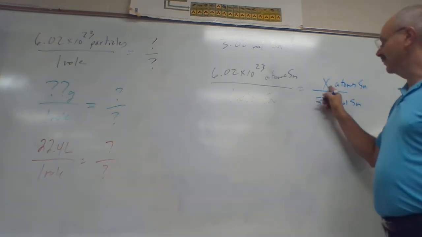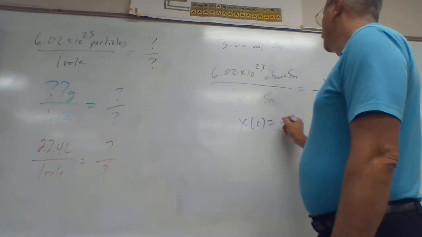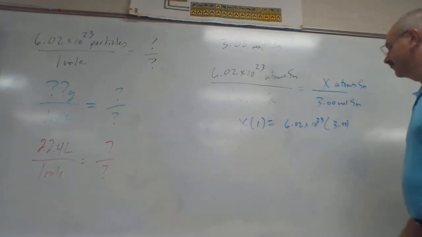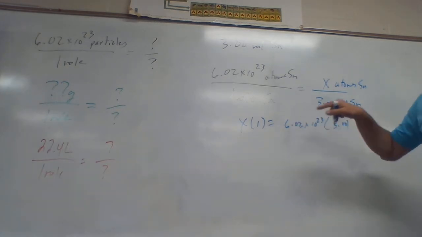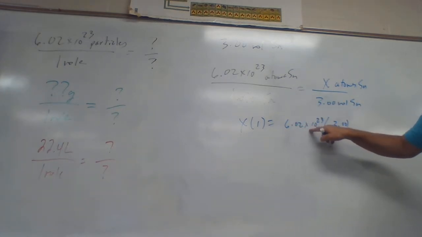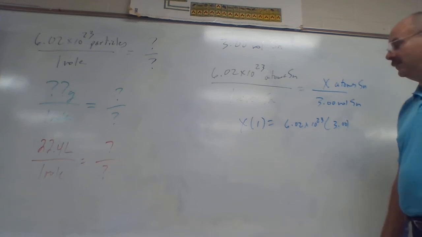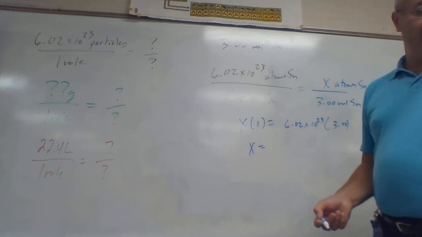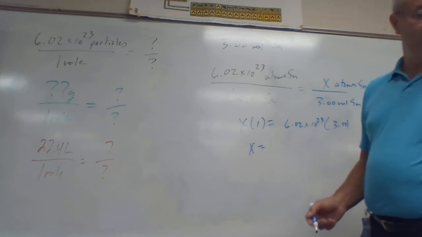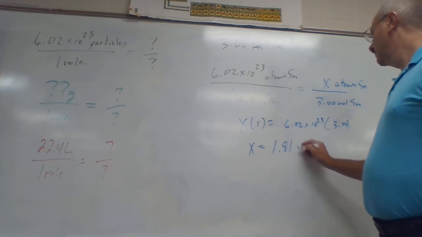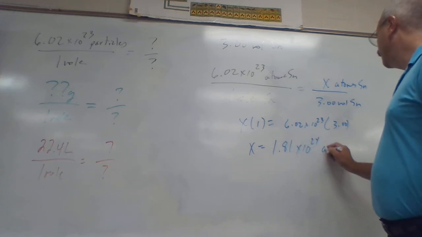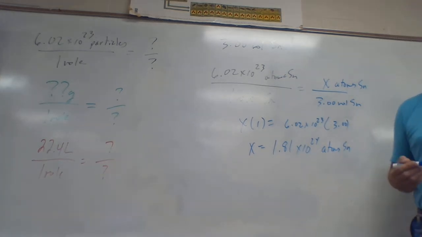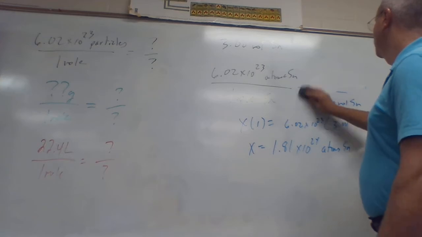So from there we're going to cross multiply. I'm going to go X times 1 equals 6.02 times 10 to the 23rd times 3.00. So you multiply this out, type in your calculator 6.02 exponent 23. Remember, don't type in times 10. And then go times 3.00. And then hit enter or equals, and you'll end up with an answer of, and I'll look it up, 1.81 times 10 to the 24th, and that was atoms of tin. So there's the answer for the first one. Excuse me. Second one.